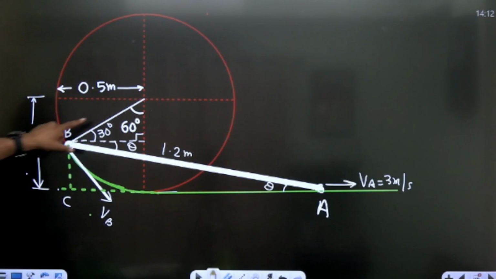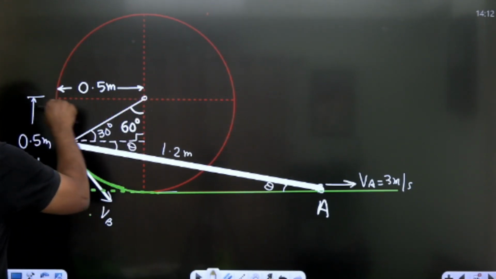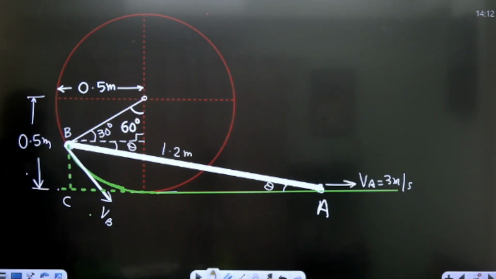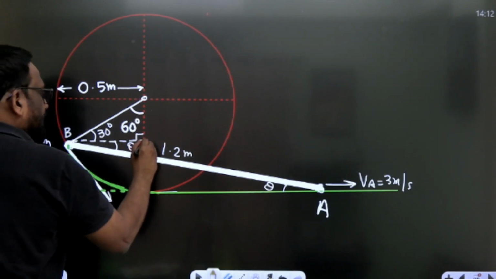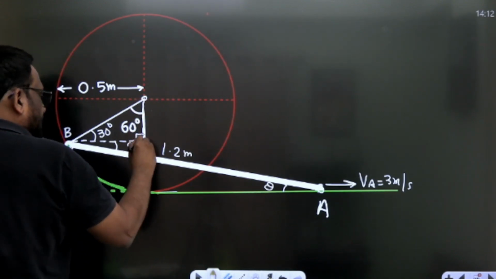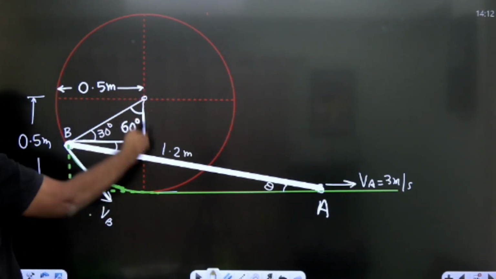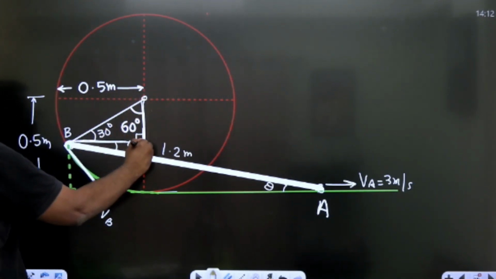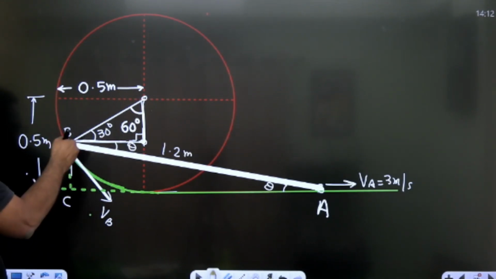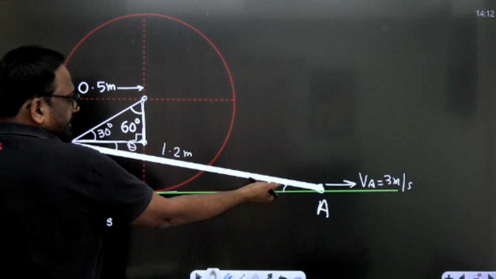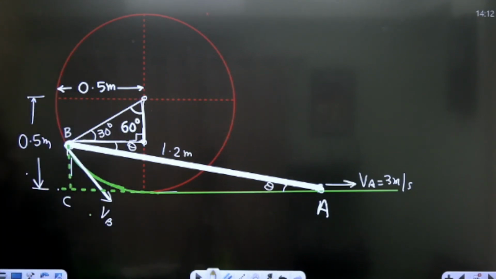Exactly, this is 0.5 from the center, this 0.5 meter, sir. So now, can I find out this length? If this is known, then from the total length of 0.5, if I remove this length, I get this length. From this length, I can calculate angle theta. If that is known, the problem will be very simple.